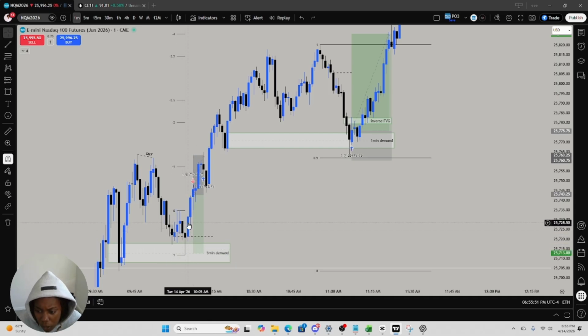Not only that, let me see, we put in this gap here, displacement. That's the displacement that we always talk about from an inefficiency. So we had that inefficiency, we had the displacement. Not only that, we had a CISD, right? So structure definitely shifted.